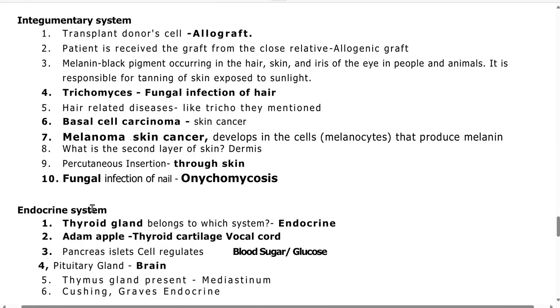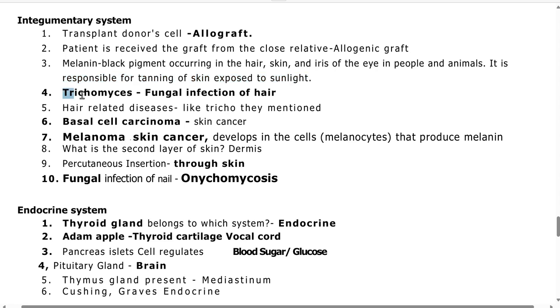Integumentary system. 1. Transplant donor cell, allograft. 2. Patient received the graft from a close relative: allogenic graft. 3. Melanin, black pigment occurring in the hair, skin, and iris of the eye in people and animals. It is responsible for tanning of skin exposed to sunlight.